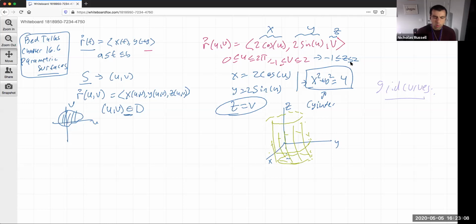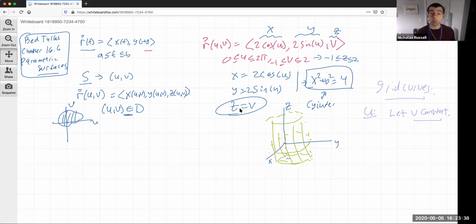Well, what if I held one of the variables constant? How do I draw this thing, really? That's honestly what I'm trying to do. I'm trying to figure out, if I give you this plot, how do I go about even drawing it? And the idea is with grid curves. So if I want to find the grid curves with respect to u, what I do is I let v be constant. Okay, so if I let v be constant here, my z is just going to stay the same. My z is staying flat.